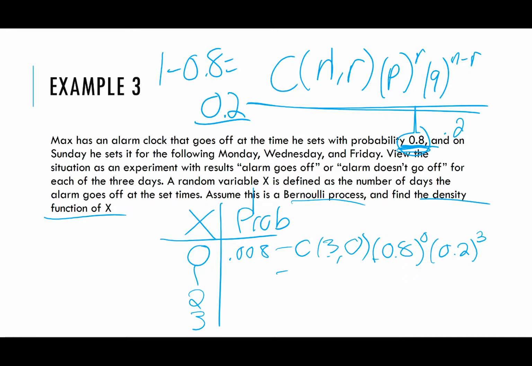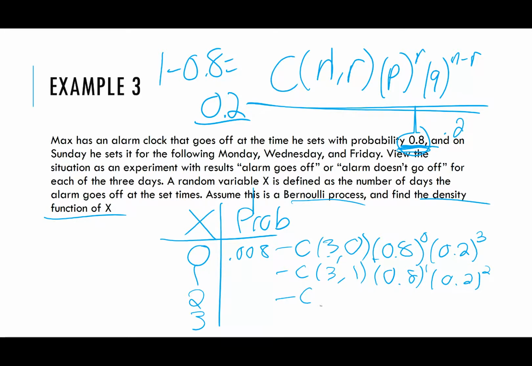So we just repeat this formula for the other values, except a small change with R. 3 is still the same because there's still 3 days that we're setting the alarm. But now if I want to find the probability of 1 day the alarm goes off, then I'm going to use R as 1. Obviously, the probability of success and failure still remain the same, but of course the exponents are going to change. So R is 1 here, and then n minus R would be 3 minus 1, so that would be 2 there for that exponent. And so that's the formula you'd plug in.